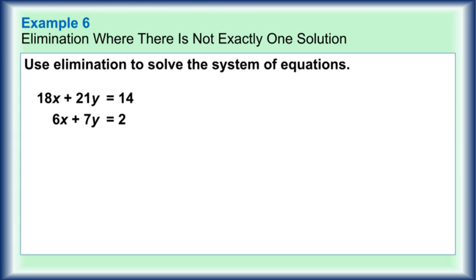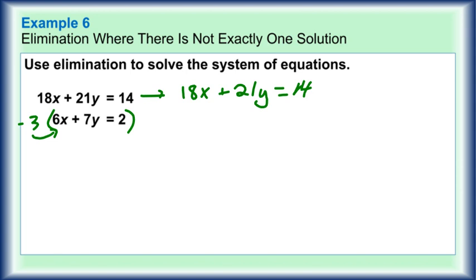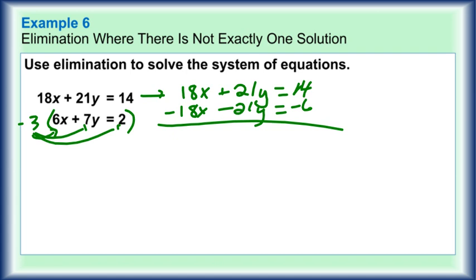Next, solve this one by elimination. So I check my x's and y's, everything's positive. Now I'm going to multiply this bottom one by a negative 3. The reason why I'm going to do negative 3 is because I know negative 3 times 6x will give me negative 18x, and I can eliminate my x. So I'm going to first write this one over here, 18x plus 21y equals 14. Distribute negative 3, that gives me a negative 18x minus 21y equals negative 6. The x's eliminate, the y's eliminate, so I have 0 equaling positive 8. 0 never equals 8, so that means this would be no solution.